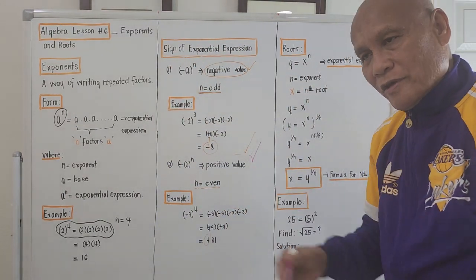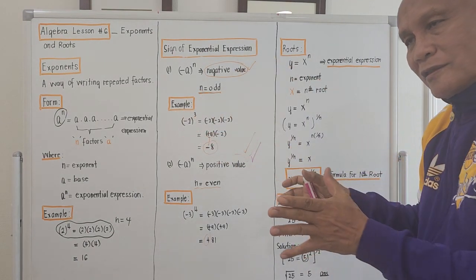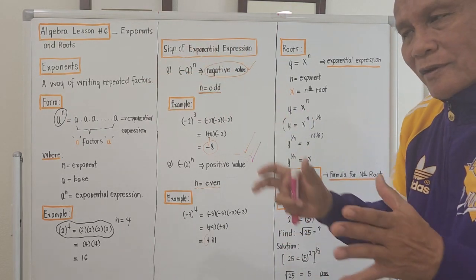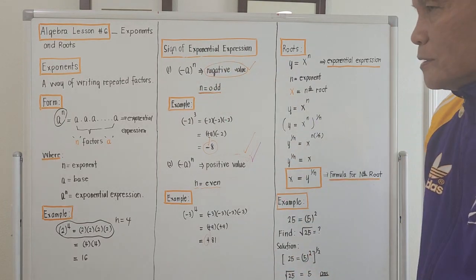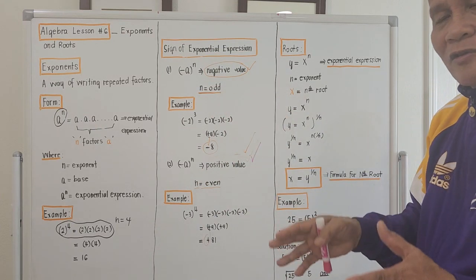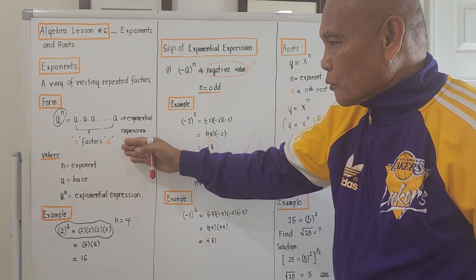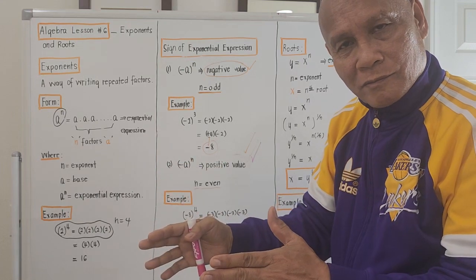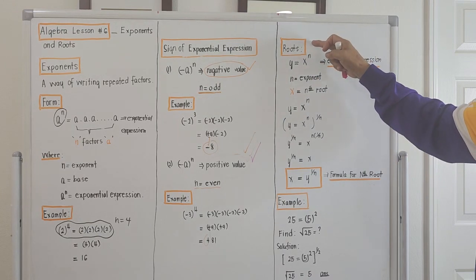Try to remember these two. A negative number raised to an odd number will be a negative value, and a negative number raised to an even number will be a positive value. Okay, that's for exponents. On the next lessons, maybe lesson number 7, we will bring out the laws of exponent, because this is just one of the fundamental expressions under exponent, and there are laws of exponent. Okay, the next topic will be roots.